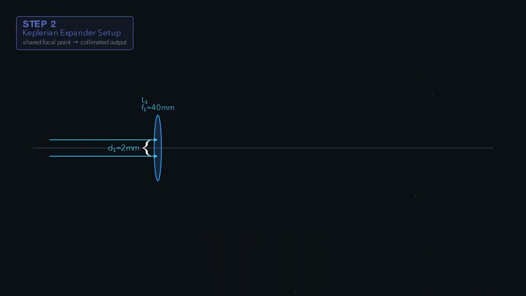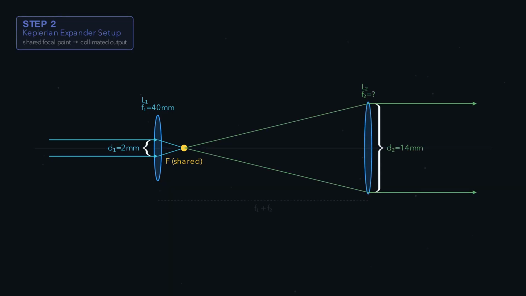Here's the geometry. We place the two lenses so their focal points coincide. In other words, the separation between them equals f1 plus f2. This forces rays to reconverge at the second lens's front focal point, which then recollimates them perfectly.